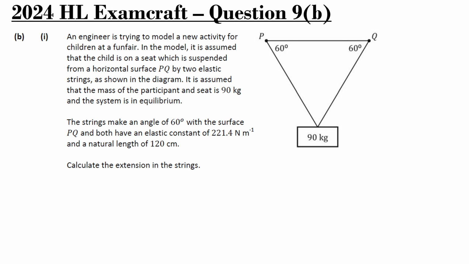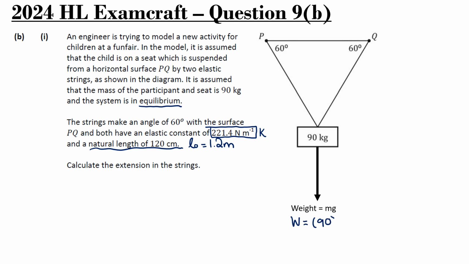Okay, so there's quite a lot going on in this question, but luckily we were given a lovely diagram. So L0 is equal to 1.2 meters. We have our value of K here, and we're being asked to calculate the extension. So the first thing we're going to do is explore the idea of the forces. And remember, they told us that the system was in equilibrium. So the first thing we have is our weight. Weight is mass times gravity. They've told us to assume the mass is 90, so that's 90 by 9.8, which gives us 882 newtons.